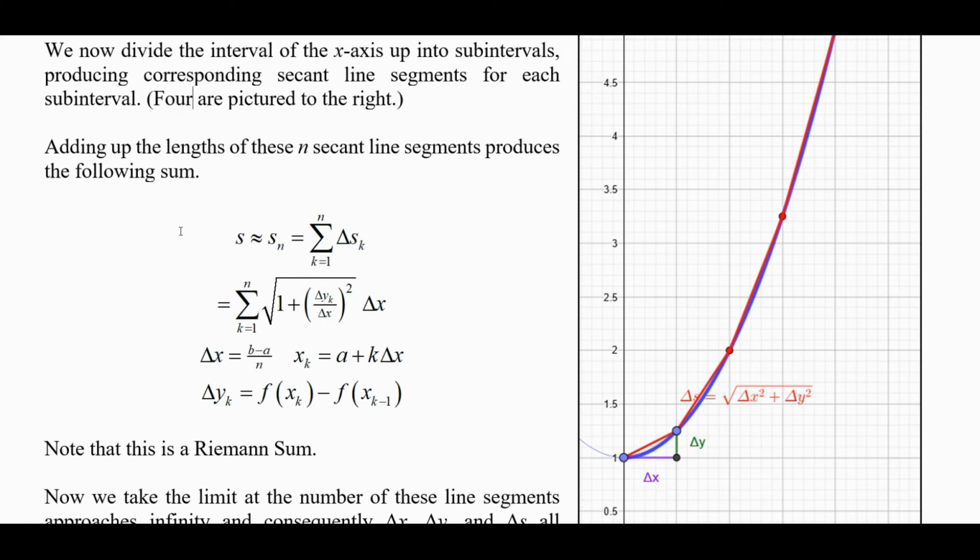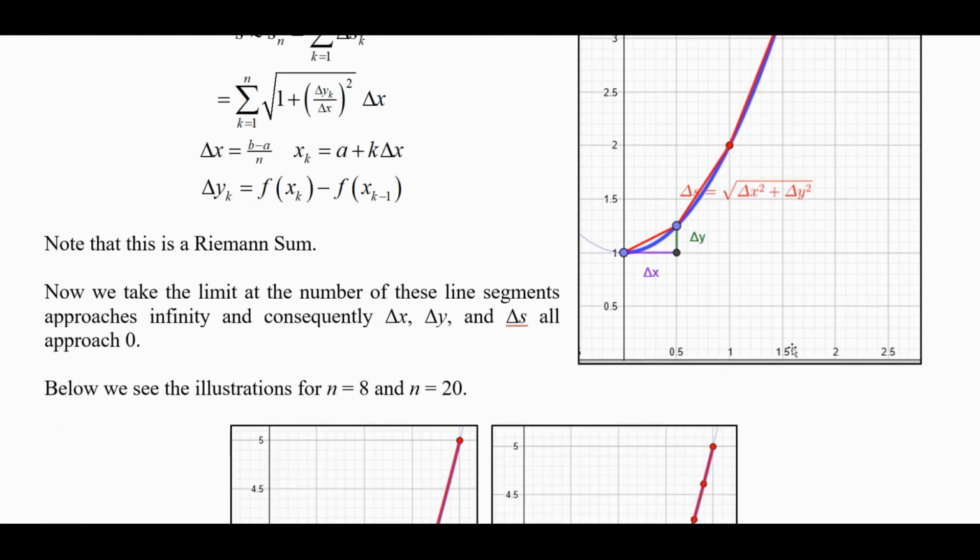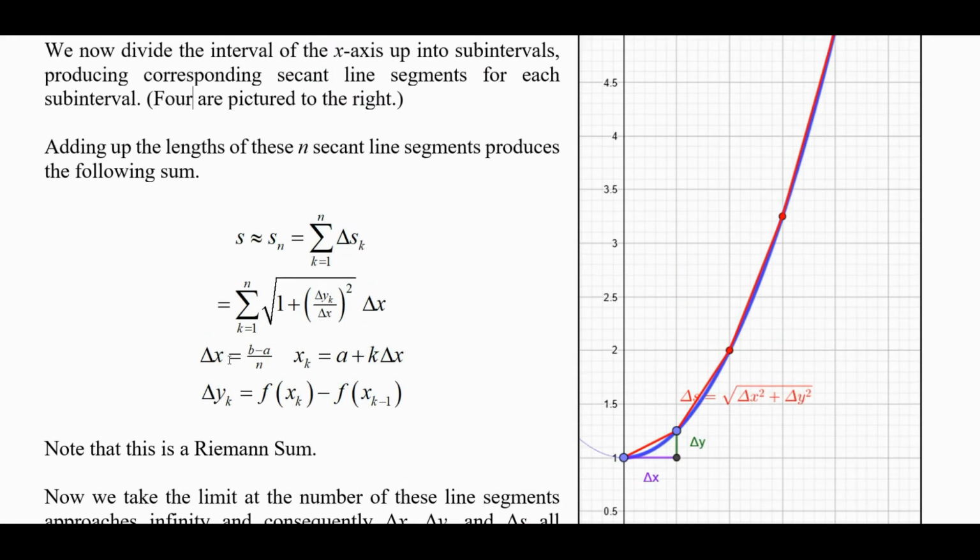Okay, and if we add up these secant line segments, what do we get? Well, we're adding up something that looks like this. Okay, and what are the setups here? Well, delta x is b minus a over n, just like usual. So a is the first x, b is the last x. So here a is 0, b is 2. B minus a over n is delta x.